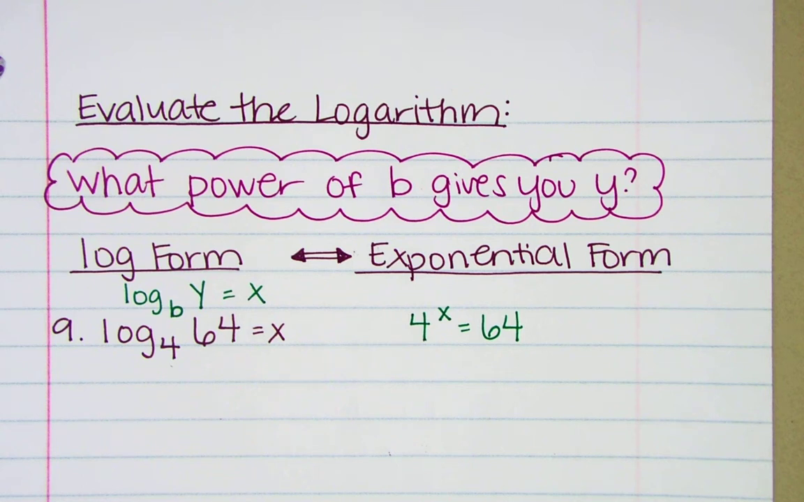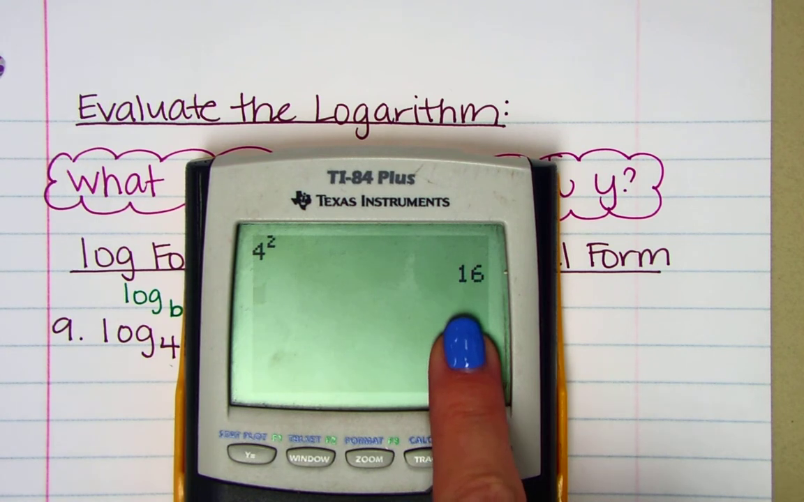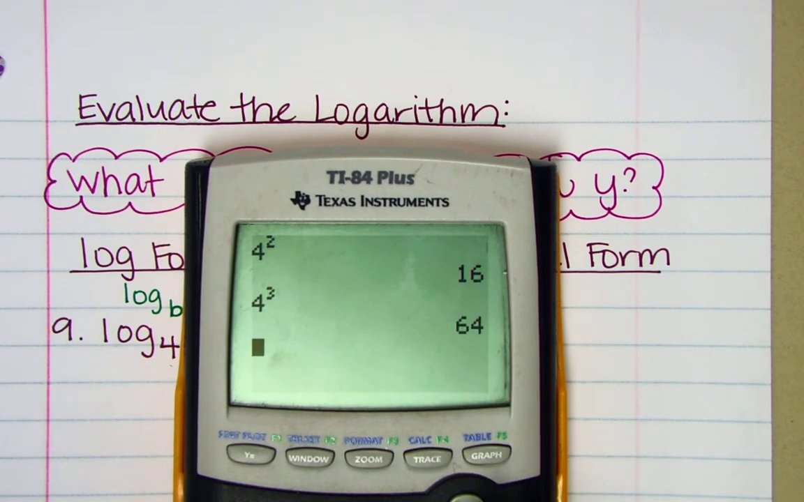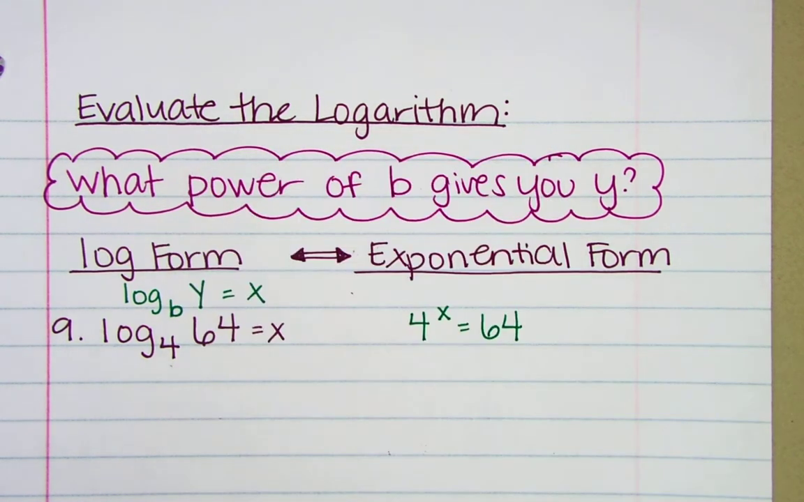What's 4 squared? 16, right? So it's got to be bigger than the second power. What is it? 3. 4 to the third power equals 64. When I say try it, I mean do it like this: 4 to the second power. Okay, that's not 64. 4 to the third power, you could probably get pretty close. 64. Okay, 4 to the third power equals 64.